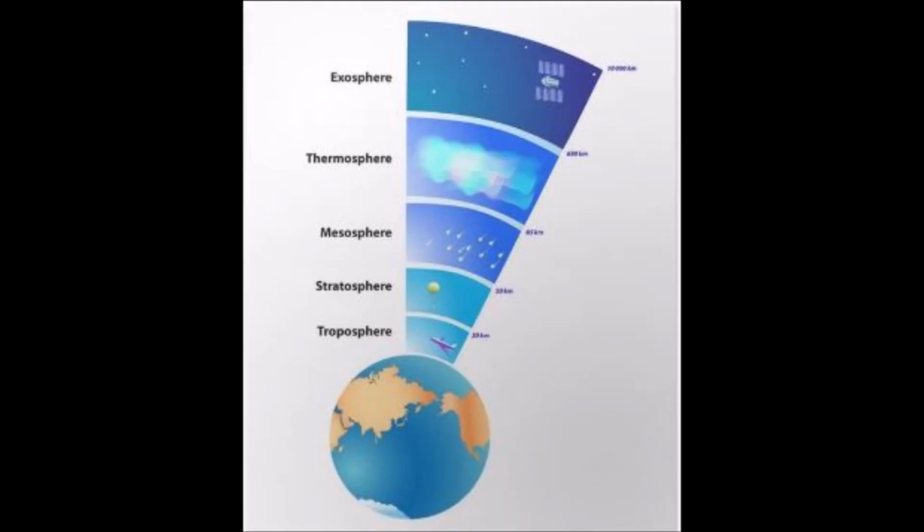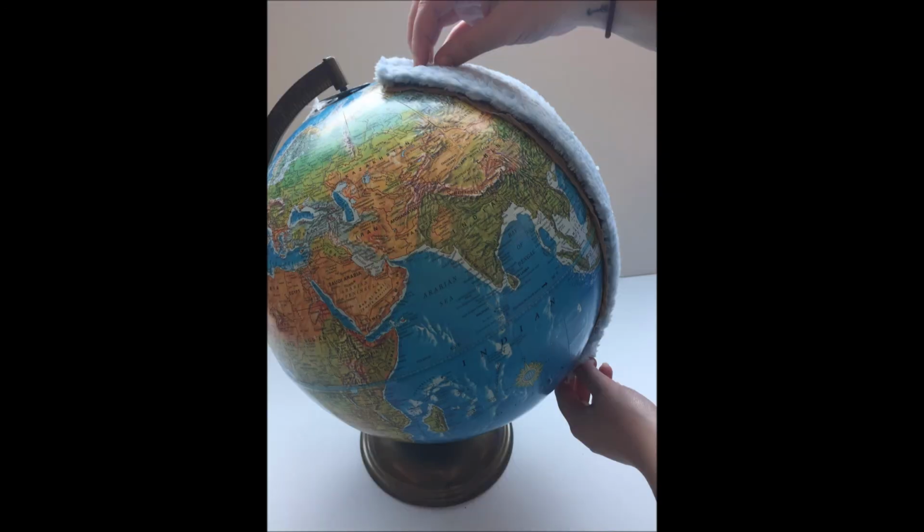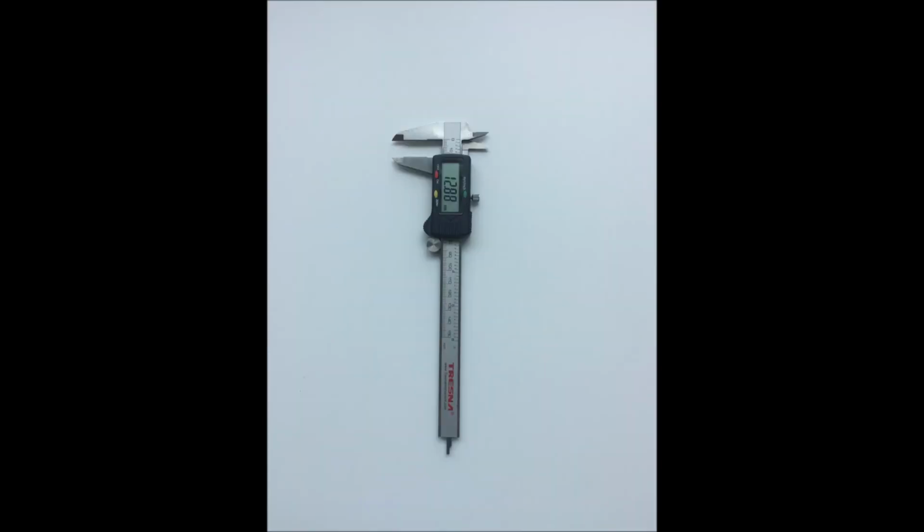Since many images and models depicting atmospheric structure are not to scale, we focused on finding the accurate width for our atmospheric layers first, and then found materials to meet these measurements. To ensure our materials were accurately sized, we calculated to scale the width of the atmosphere using the globe to Earth size ratio, and then used a digital caliper to find appropriate materials.